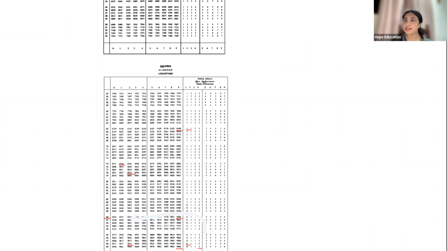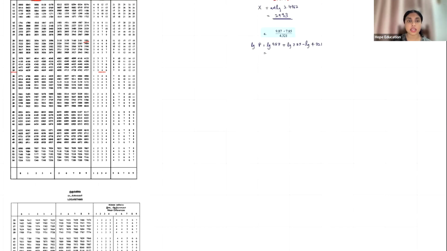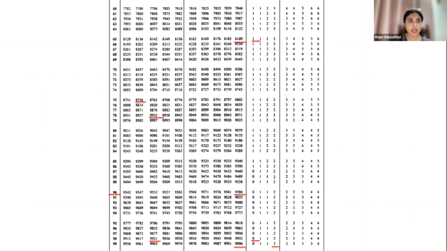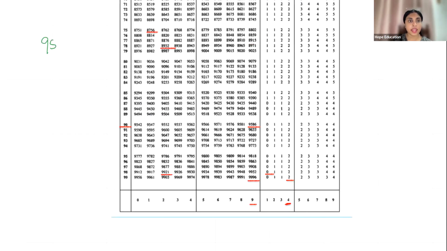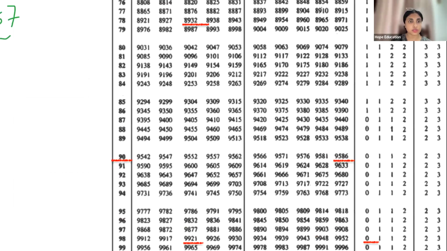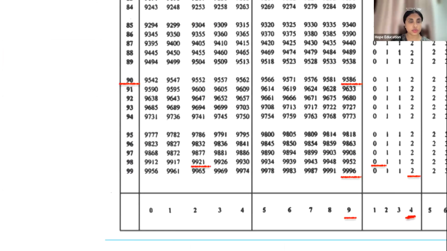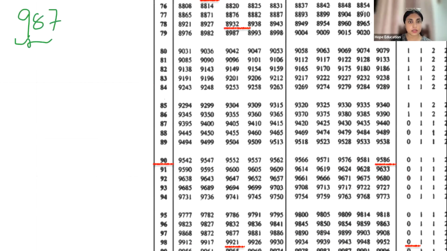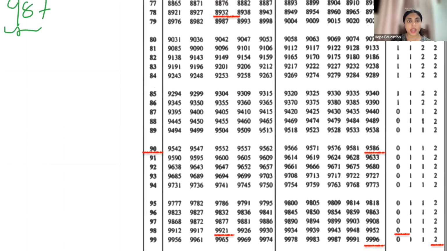Okay, so what do we have? 987, not the first page again. So we have to go to the second page. What I want is 987. I read 98 from this vertical column. So here 80, 81, 82, up to 98. So that is 98. I will use a highlighter to show you. This is 98.